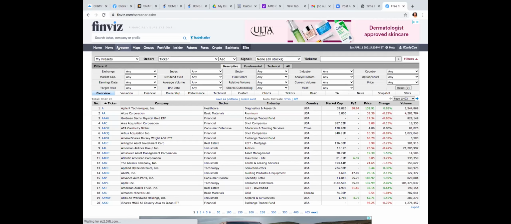Ray, can you see my screen? Yeah, I can see it. Okay, so just a simple run through of FinViz, because it's very in-depth when you actually look at it, but I can just show you some of the things that I like to do.